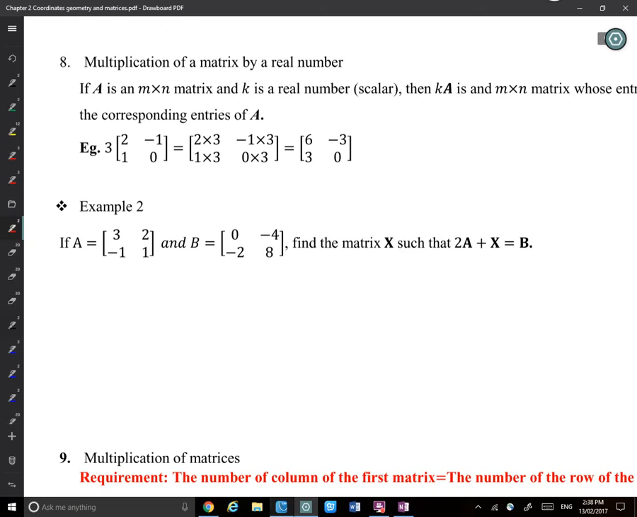Multiplication of a matrix by a real number. So how do we do it? A times a matrix: basically, you multiply every entry by the number A.